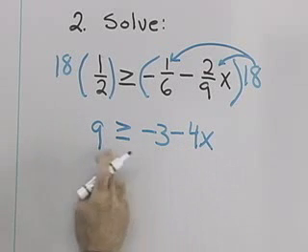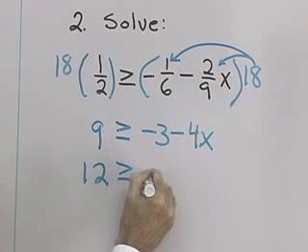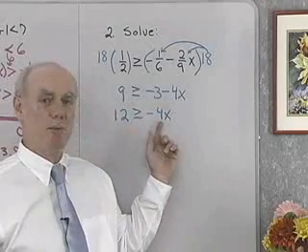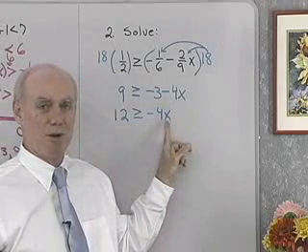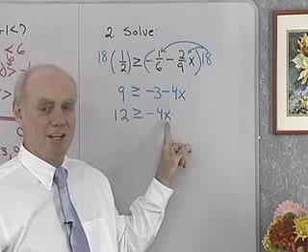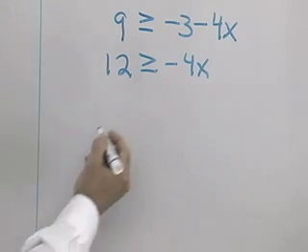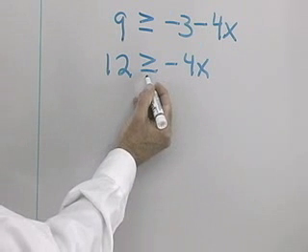I'll add positive 3 to both sides, so I'll have 12 greater than or equal to negative 4x. Now I'm in that situation again where I have to multiply both sides by a negative number. I want to isolate x on this side, so I'm going to multiply both sides by negative 1/4. Let's take a look. I'm going to multiply both sides by negative 1/4, and at the same time I'm going to reverse the direction of the inequality symbol.